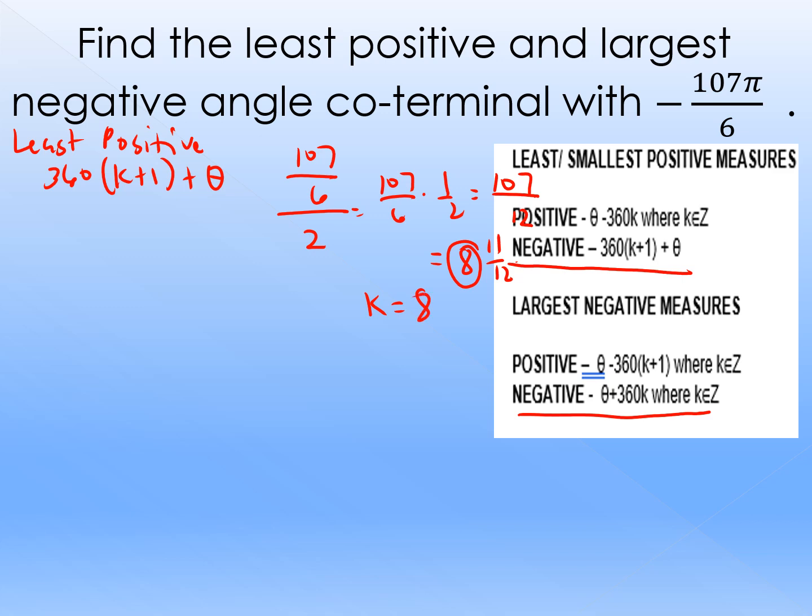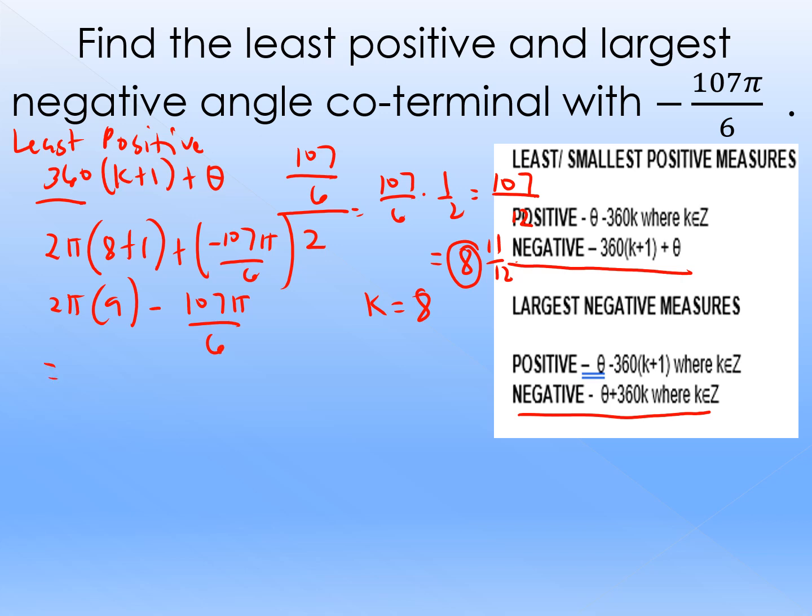Let us now substitute. Instead of writing 360 again, since the given angle measure is in radian measure, we can use 2 pi times, instead of writing k, we're going to write 8 plus 1 plus your theta, which is negative 107 pi over 6. So it will be 2 pi times 9 minus 107 pi over 6. Simplifying this, we can get pi over 6. So therefore, the least positive angle coterminal with negative 107 pi over 6 is pi over 6.